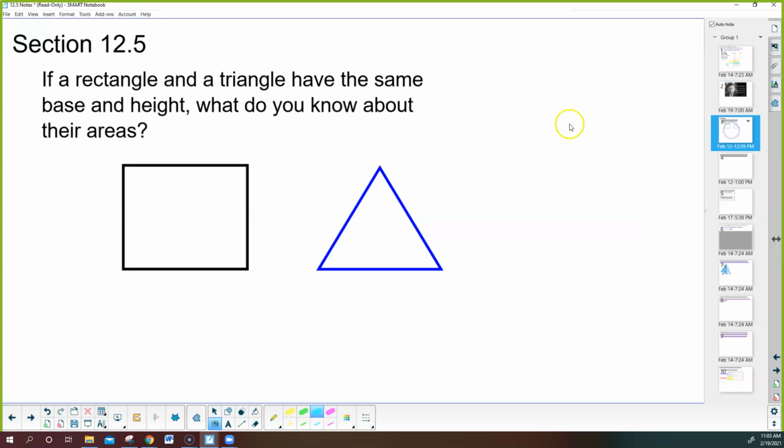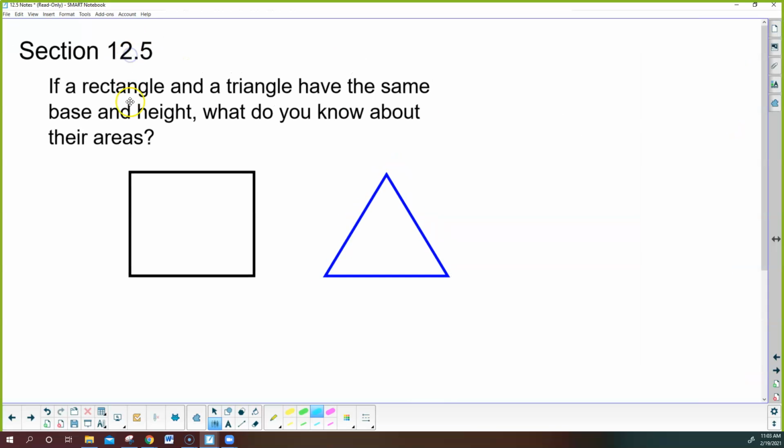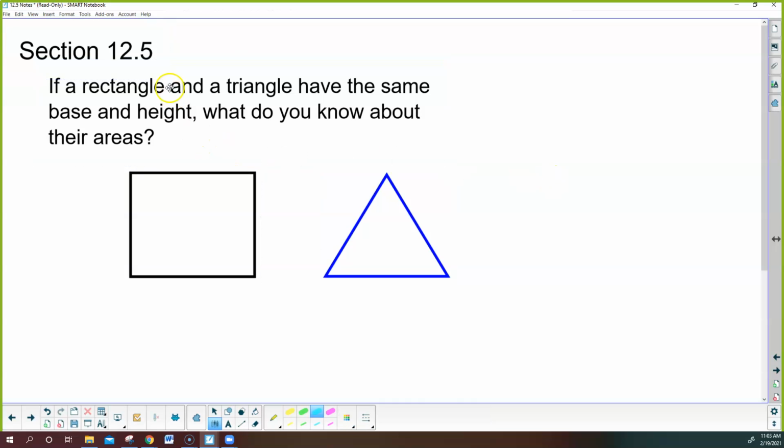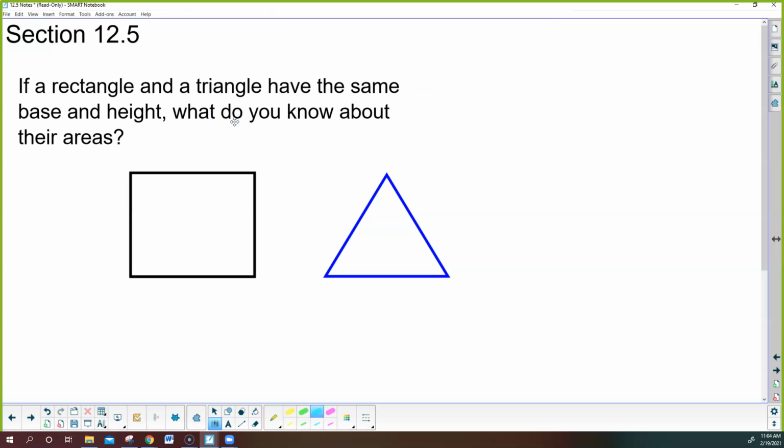So, all right. The first couple of things we're going to do, I'm actually going to not have you write down. I just want to have you kind of visualize some of the things we're going to be talking about today. So we're doing 12.5, which is all about volume, and we're going to start looking at the volume of pyramids versus the volume of prisms. But let's think of this two-dimensionally before we start thinking of it three-dimensionally. If a rectangle and triangle have the same base and the same height, what do you know about their areas? So you don't have to respond. This is just kind of to get your brain going.